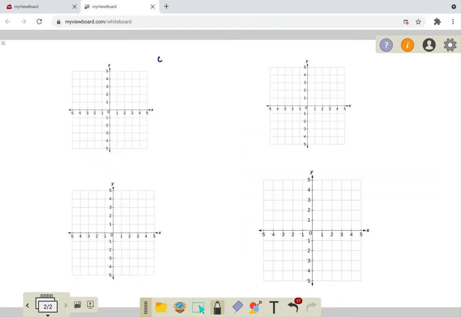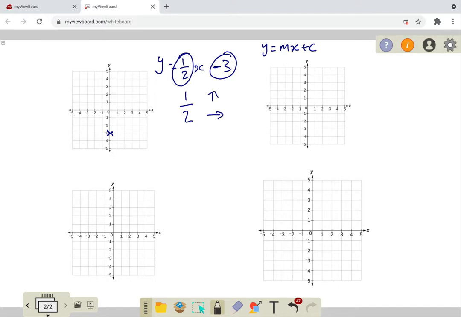So let's say I had y equals a half x minus 3. First thing I look at is the y-intercept, which is negative 3. So I'll put a point on negative 3. Here my gradient is a half, which is already a fraction. So I go 2 to the right and then 1 up, and I put a point there.